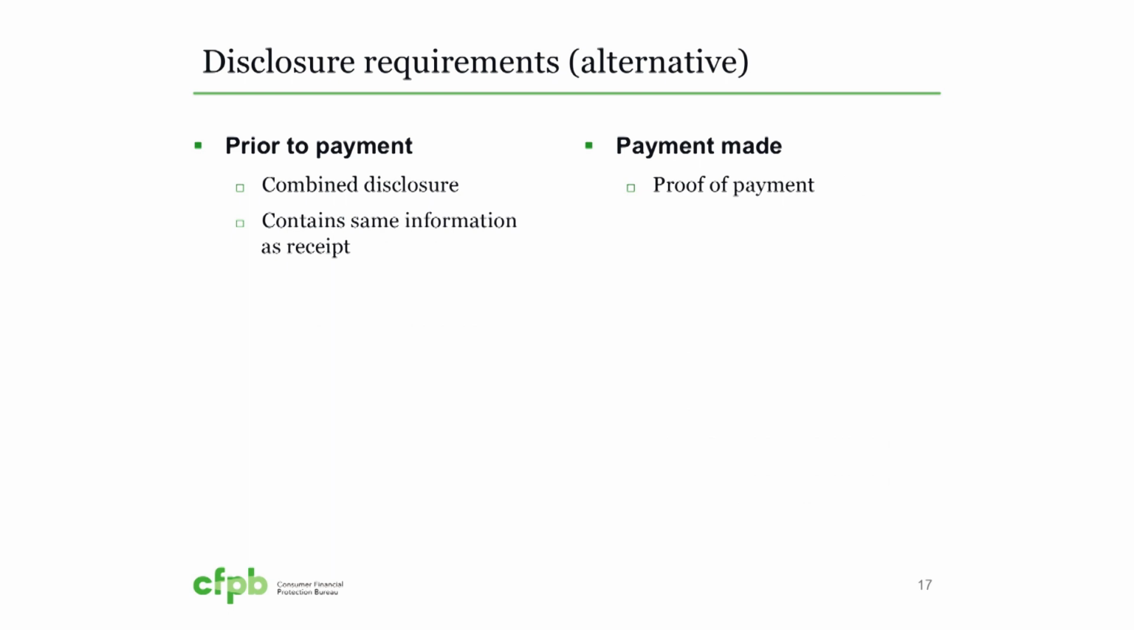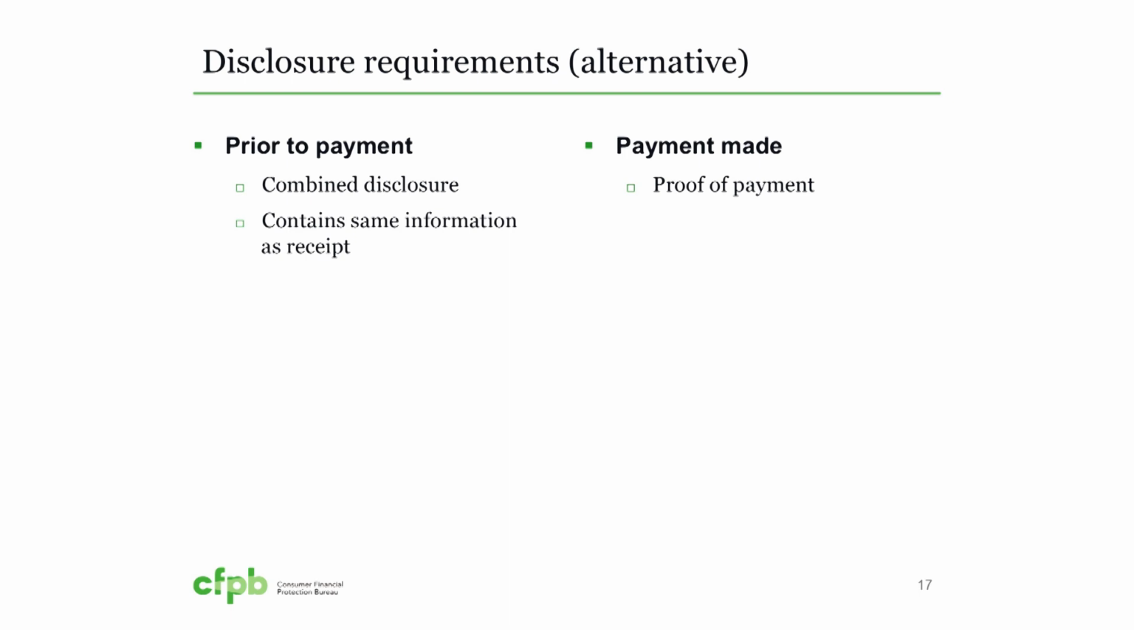So, as I mentioned, generally the remittance rule requires that a sender be given a prepayment disclosure and a receipt. For some transfers, the request and payment may occur very close in time, so the rule does allow for a single alternative combined disclosure to be given in lieu of the prepayment disclosure and receipt. The way this works is that the combined disclosure must contain all of the information required by the receipt, but must be given prior to payment for the remittance transfer. And then, once payment is made, a proof of payment is required.